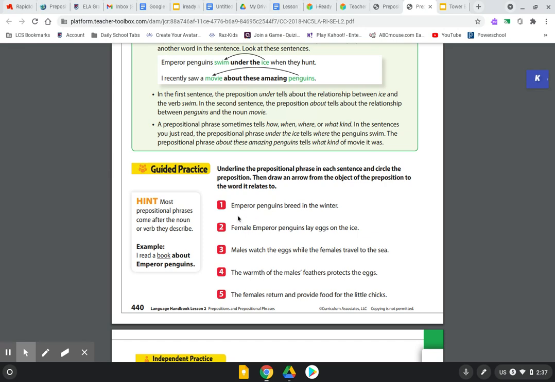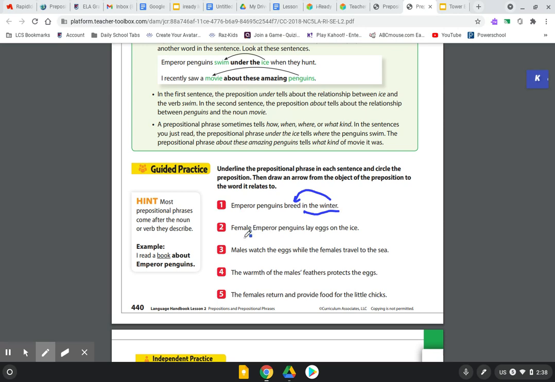Number 1, emperor penguins breed in the winter. So your preposition is the word in. The prepositional phrase is everything pretty much thereafter, in the winter. So in is your preposition. In the winter is the prepositional phrase. The word it is actually relating to is the word breed. So in your language arts notebook or on your recording sheet, whichever you choose to use, please write down in the winter. That's your prepositional phrase.